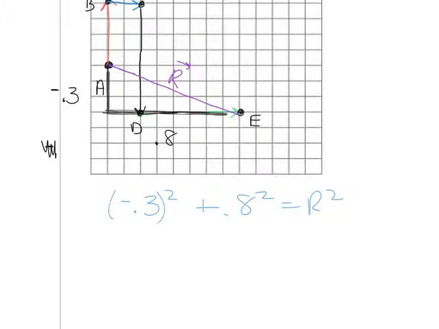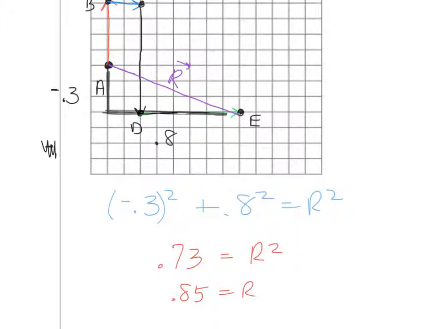So what we get is the following. That's going to be 0.09, that's going to be 0.64, which is 0.73. The square root of 0.73 is going to get bigger. Remember, when you square root a fraction or a decimal, it gets bigger. What do you get, Ant? 0.85.